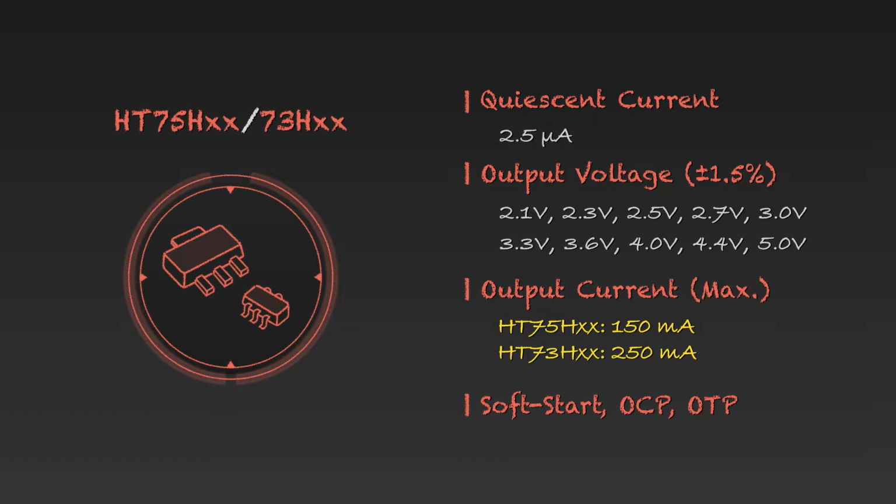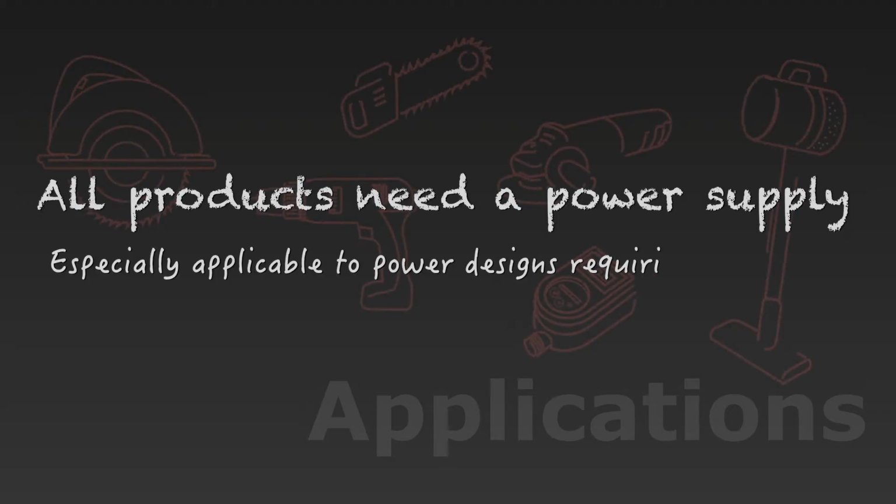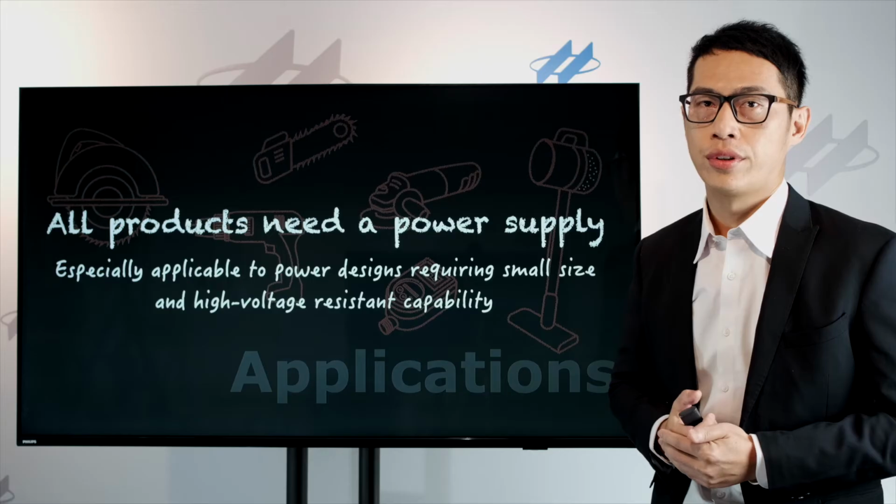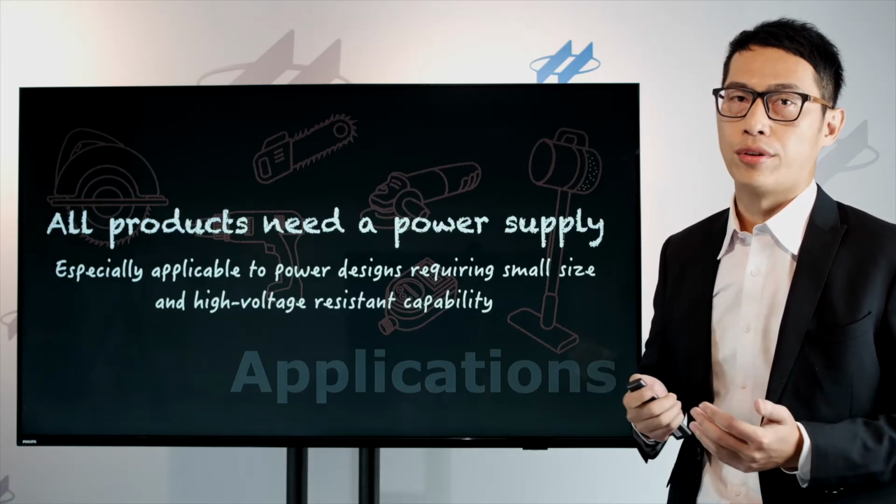And in the beginning, I said the protection mechanism is very important. So we also have the soft start, OCP, and OTP, the over current protection and over temperature protection mechanisms, in our LDO. Because this is a basic component, it can be used in many applications. If you require small size and higher input voltage, those kinds of applications are very suitable.